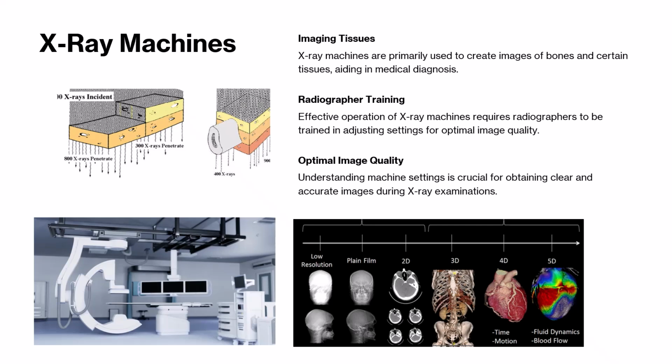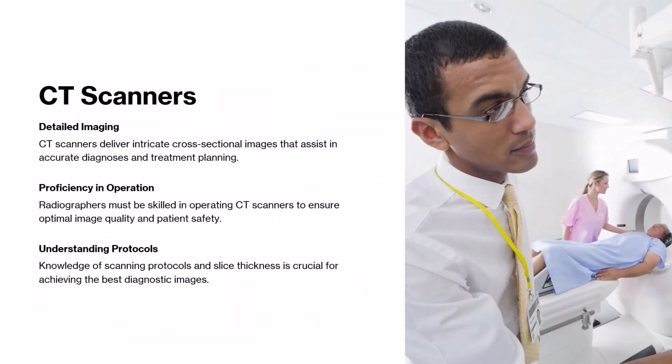X-ray machines are commonly used for imaging bones and certain tissues. Radiographers must understand how to operate these machines effectively, including adjusting settings for optimal imaging quality. Computed tomography scanners, or CT scanners, provide detailed cross-sectional images of the body in 2D, 3D, and 4D. Radiographers should be proficient in using these machines, including understanding the geometry of the imaging, slice thickness, and scanning protocols to achieve the best images.